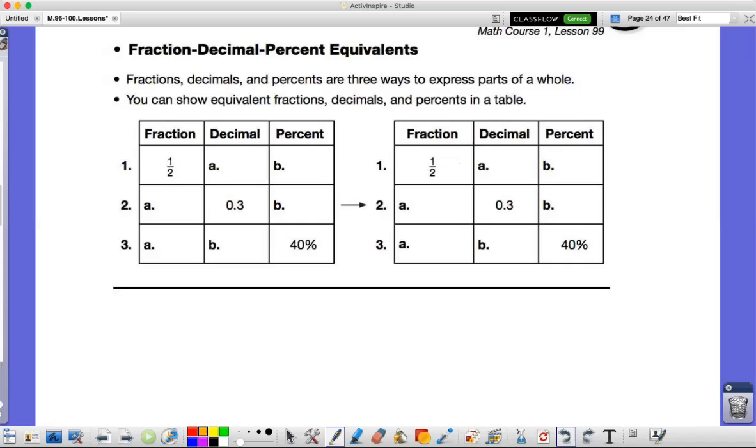So for example, if we have 1/2 as a fraction, we also know what it is as a decimal. We also know what it is as a percent. If we know 3/10 as a decimal, we can find out what it is as a fraction, what it is as a percent. So let's try that real quick. How do you find out what this fraction is as a decimal?